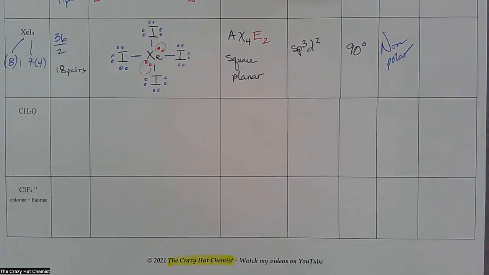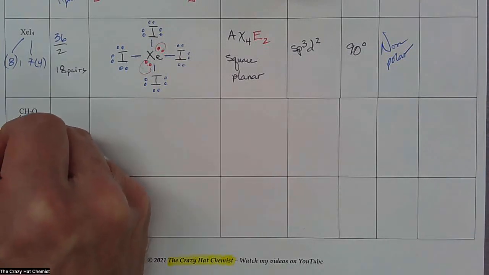All right, so let's move on to the next one here, and let's see what we can hammer out with this one. Carbon has four valence electrons. There's one of those.